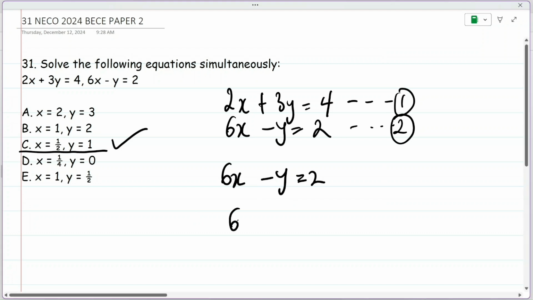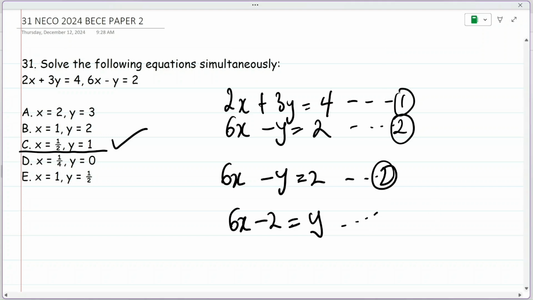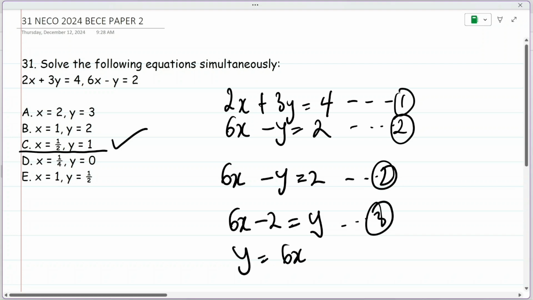So we have 6x, then plus 2 crosses the equals sign and turns to minus 2. Equals minus y crosses over the equals sign and turns to plus y. You can write y without the plus. So from equation 2, we created equation 3. In equation 3, y is equal to 6x minus 2.